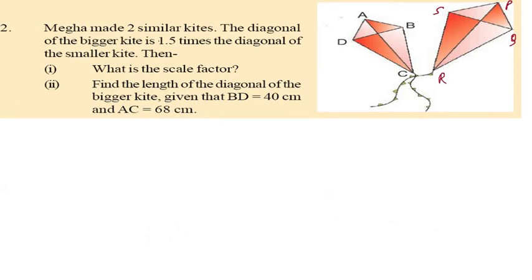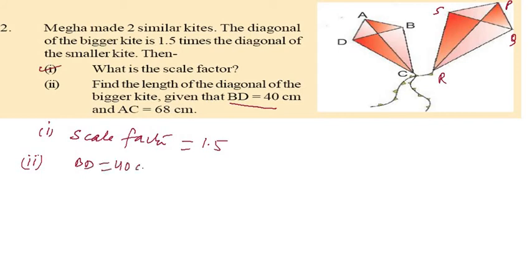Mega made two similar kites. The diagonal of a bigger kite is 1.5 times the diagonal of the smaller kite. So first answer, what is the scale factor? The scale factor is equal to 1.5. Now the second part, it is given that BD is equal to 40 centimeters.